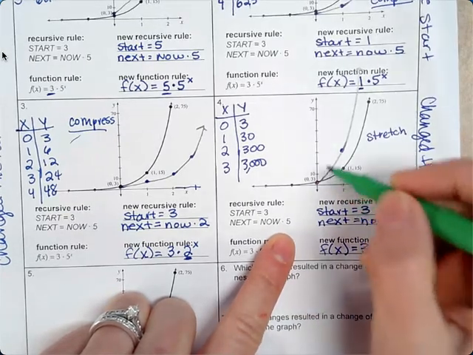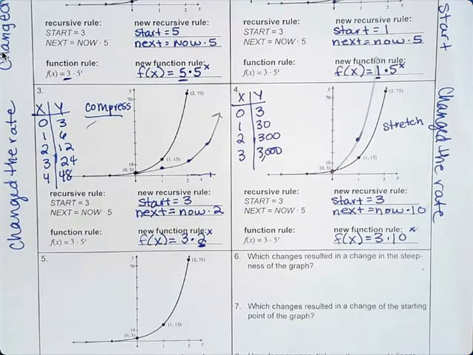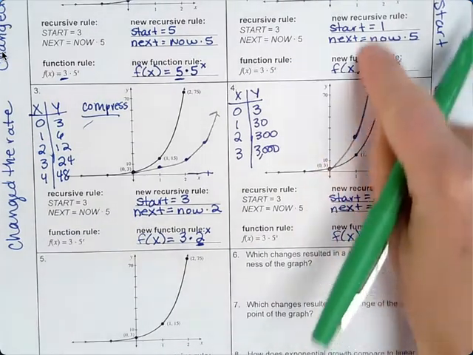So these are all exponential. They don't make a straight line. They go at a curve at an exponential rate.